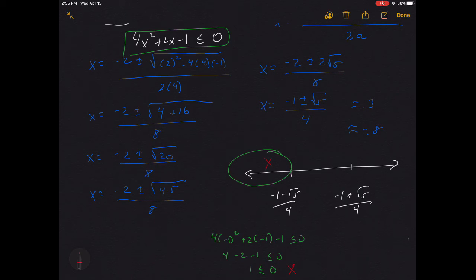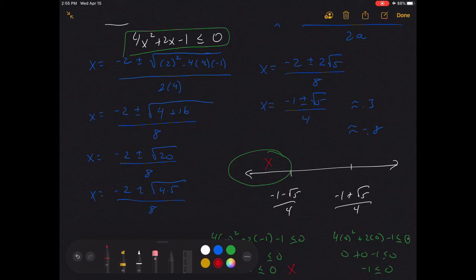Let's try something in between. Let's try 0, because 0 is in between negative 0.8 and 0.3. 0 will be the easiest one for us to figure out. So if we plug in 0, we get 4 times 0 squared plus 2 times 0 minus 1 is less than or equal to 0. Well, anything times 0 is 0. So that's 0. That's 0. That's minus 1. So I get negative 1 is less than or equal to 0. That's true. I like that. Negative 1 is less than 0. So this section right here is good.